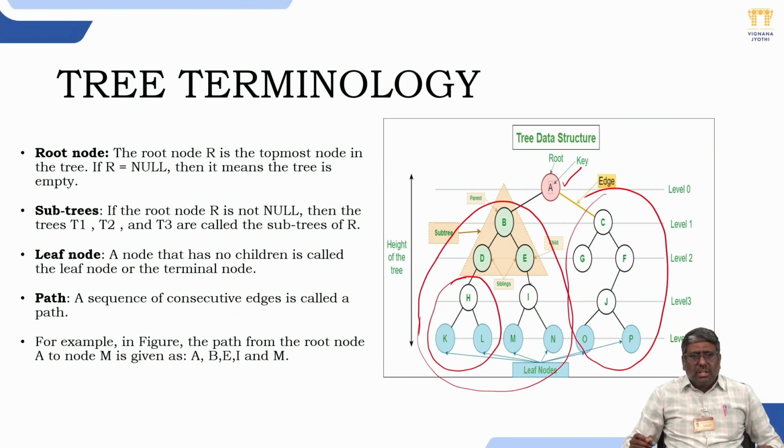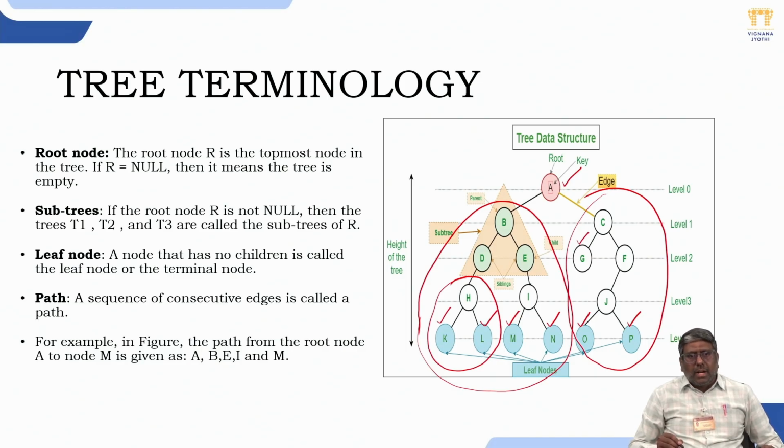Leaf node. The definition of a leaf node is a node that has no children. So in the given picture, the nodes K, L, M, N, O, P, G are called leaf nodes because there are no children for these nodes. That's why these nodes are called leaf nodes.